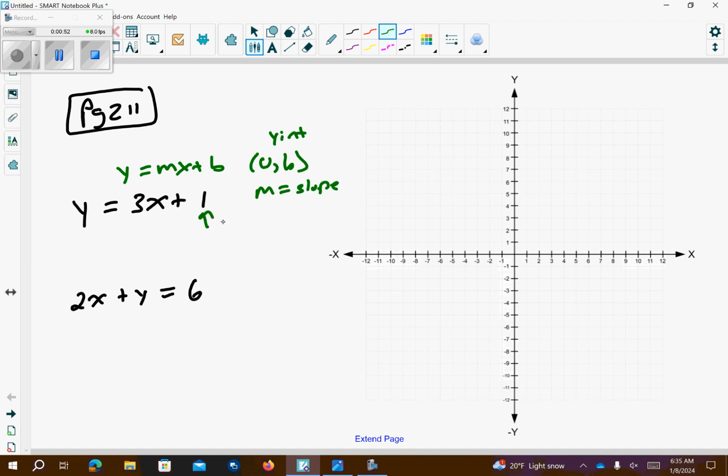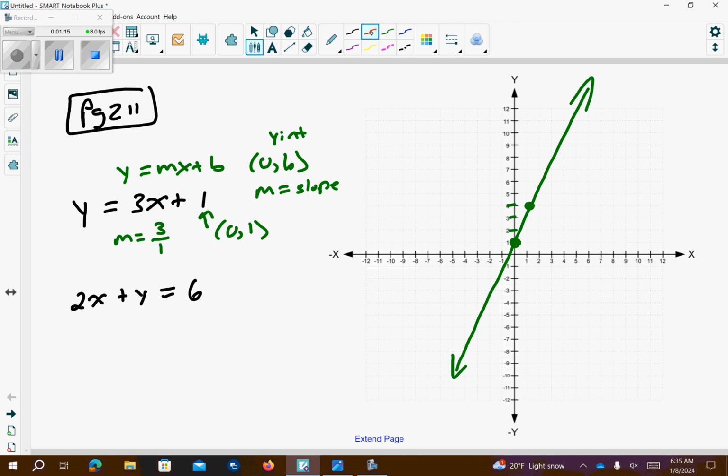So that means that 0 comma 1 is our y-intercept, so we're going to put a dot right here. And we have a slope of 3, but we'll make that a fraction, so it's 3 over 1. So from here, I'm going to go up 3 and right 1. And I'm going to try and draw as best I can a straight line that goes through those 2 points.